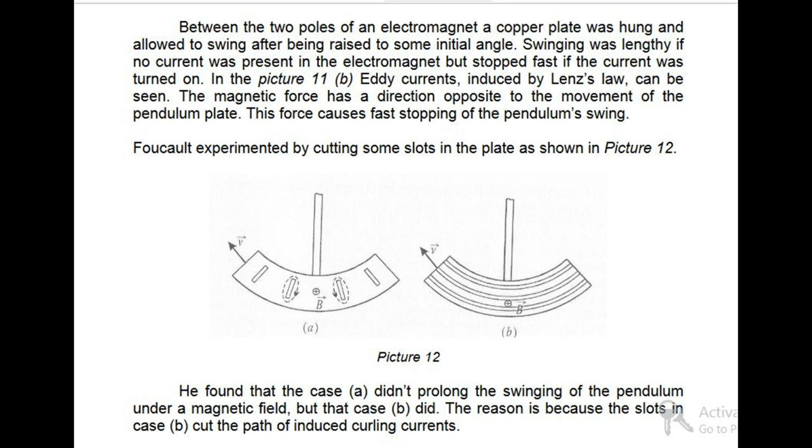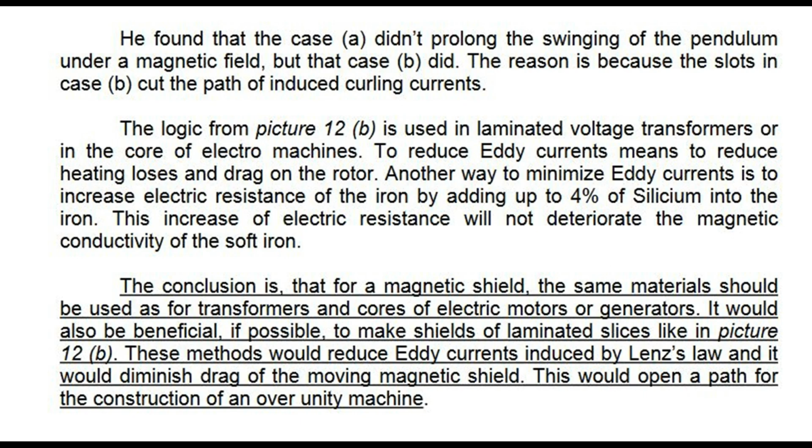Foucault experimented by cutting some slots in the plate as shown in picture 12. He found that case A didn't prolong the swinging of the pendulum under a magnetic field, but that case B did. The reason is that the slots in case B cut the path of induced curling currents. The logic from picture 12, B, is used in laminated voltage transformers or in the core of electric machines. To reduce eddy currents means to reduce heating losses and drag on the rotor.